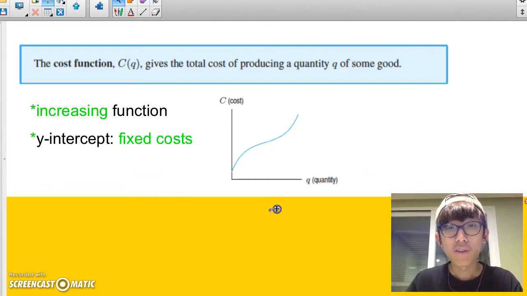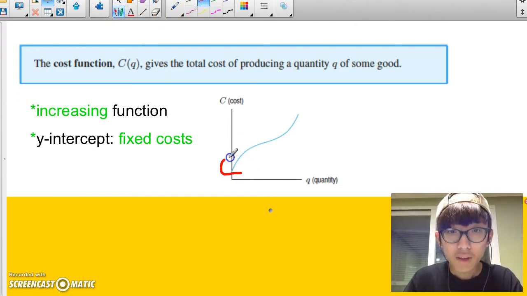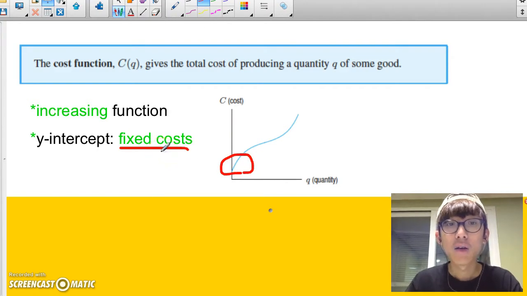And here in the graph, the y-intercept represents fixed costs, and fixed costs are costs you need when producing zero amount of goods. Fixed costs can be management costs and so on and so forth. It's the cost you need when producing Q when Q equals 0.